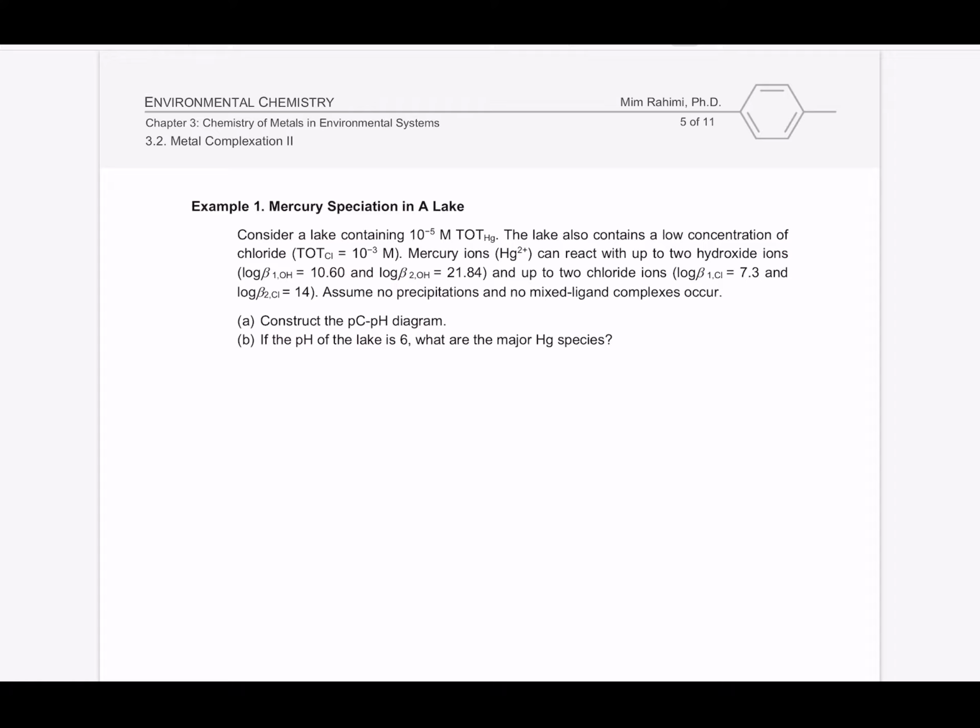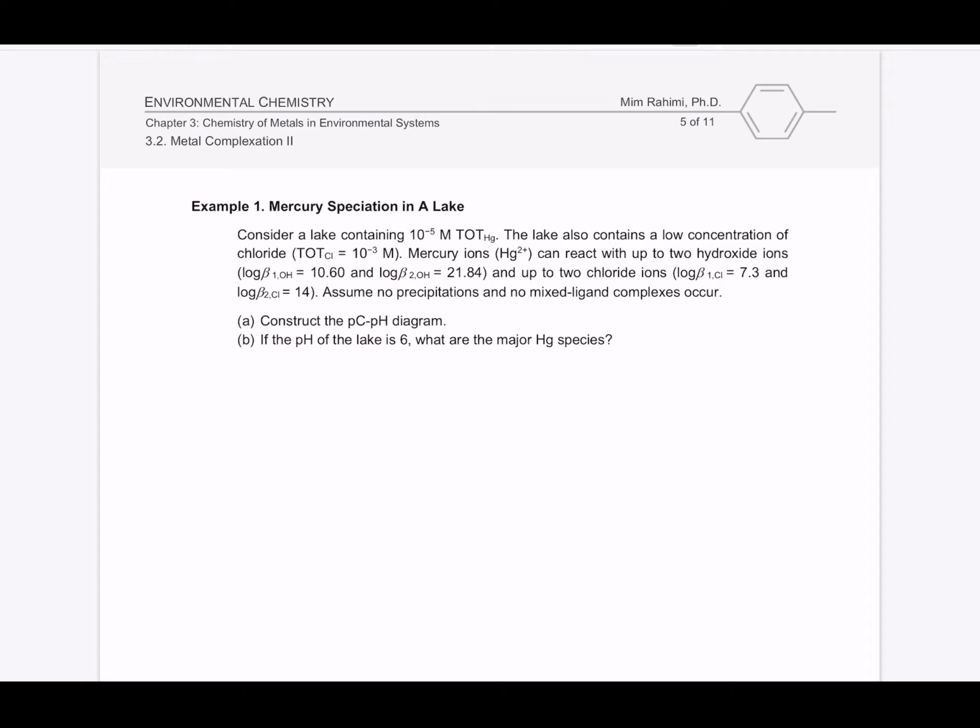Here the information that is given is we know the total amount of mercury. We know, later we need this for mass balance, it's 10 to the minus 5. We also know that in the lake, we have a low concentration of chloride. So the total Cl is 10 to the minus 3. So we're expecting a complexation between mercury and chloride. Also the information given is that Hg2+ can react with up to 2 hydroxide ions. So that's another ligand that we have to be worried about.